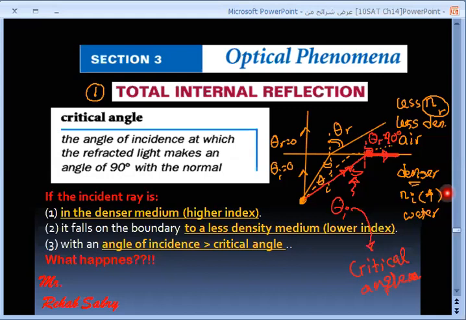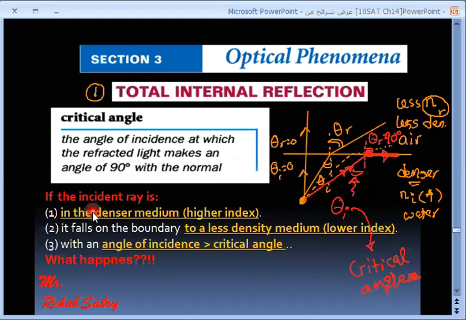Someone may ask me, Mr., so why didn't we call it reflection? Why total internal reflection? Because in this case, in the normal reflection, some rays reflect and other rays are absorbed or refract inside the matter. Okay, but in this case, no rays are absorbed nor refracted. All rays, 100%, will be reflected to the same medium.